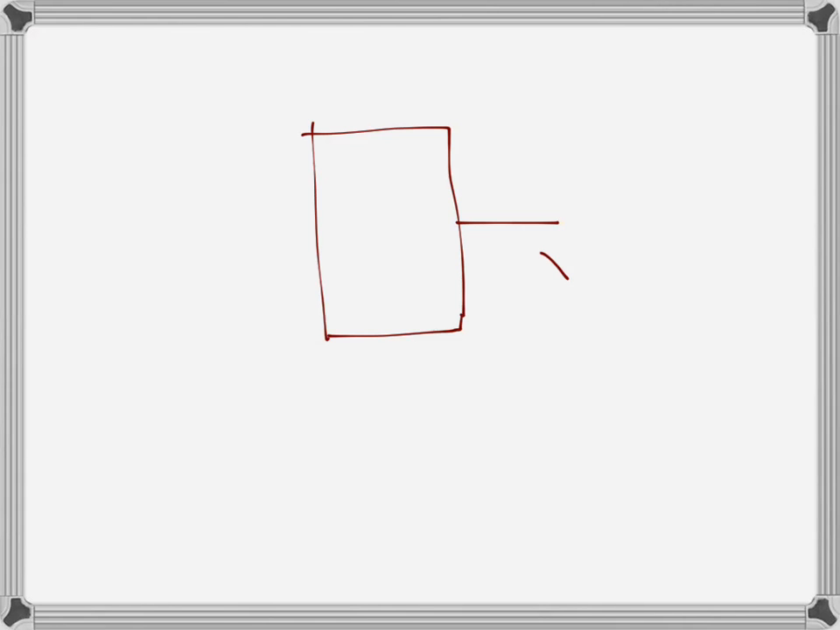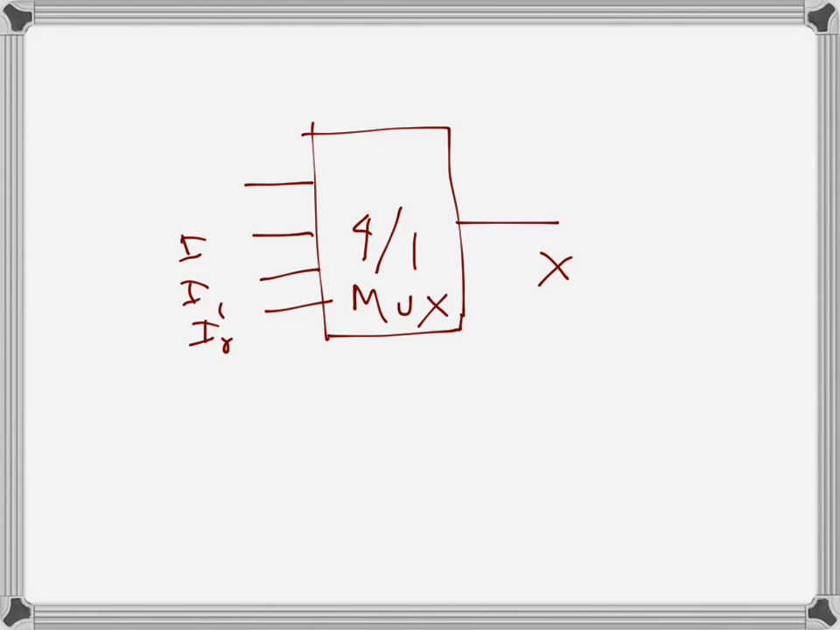This is, let's say, the output X, and for a 4 by 1 mux multiplexer, it will have 4 inputs. So that is I0, I1, I2 and I3. Now one of the inputs will go to the output, whatever the input is, and which one will go will be selected by select pins. In order to select from 4 inputs, we need 2 select pins, because 2 square is 4.